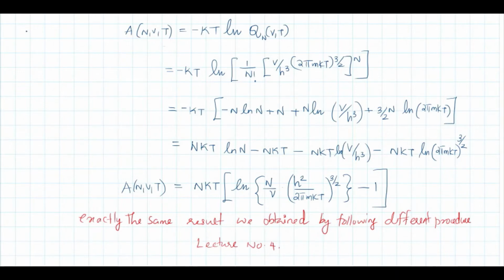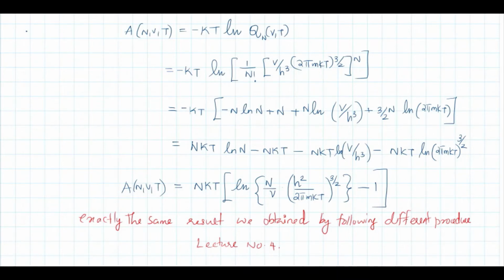First, we will calculate the Helmholtz free energy. And we already have an equation for Helmholtz free energy in terms of the partition function. It is minus kT log Q. Substitute the value of Q. So it is minus kT log of 1 by n factorial (e by h cube into 2 pi m kT raised to 3 by 2) all raised to n.